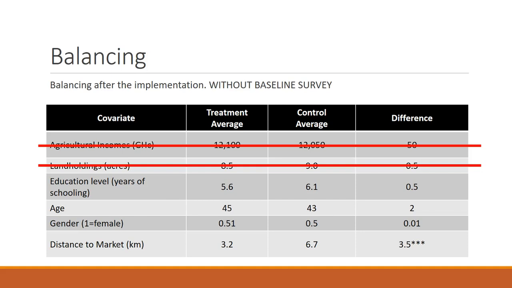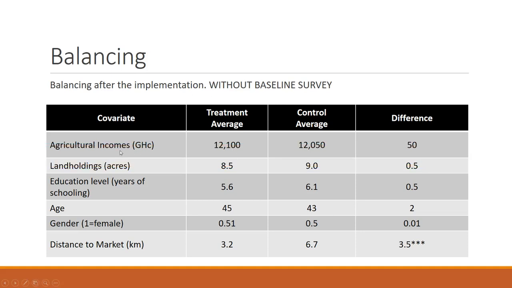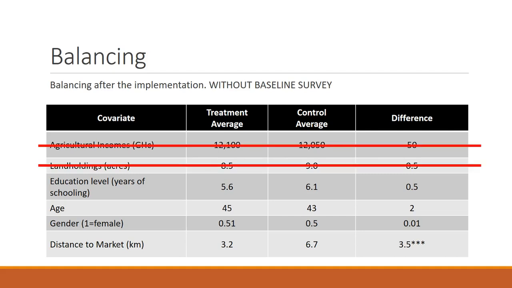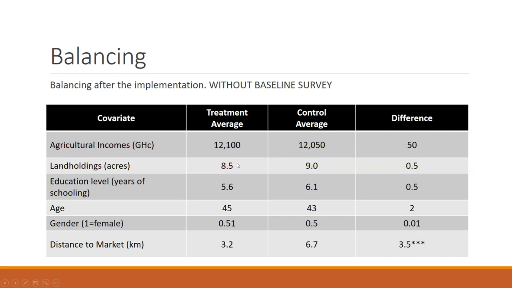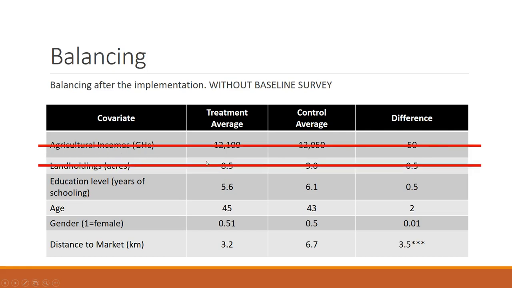So then we can't include variables that would be affected by the treatment in our balancing test, because if we included this, and let's say we observed a difference between agricultural incomes between the treatment group and the control group. Let's say this 50 was significant. If we observed a difference, we wouldn't know whether that is a result of the treatment or whether that's the result of the treatment group being systematically different from the control group. Basically, we wouldn't be able to conclude anything about these variables because they may have been affected by the treatment. So we don't include them in our balancing test.